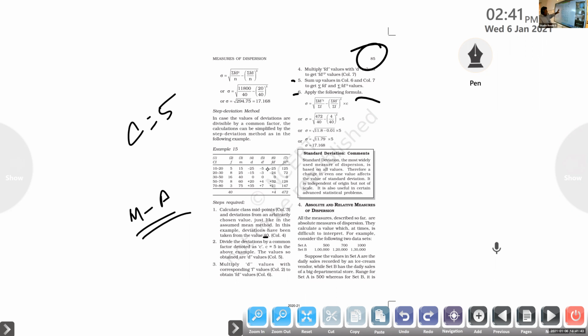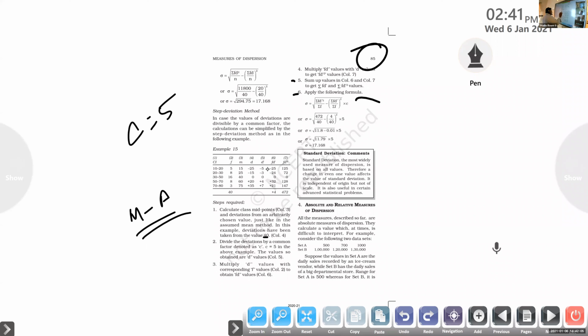Okay, so column number 1 and 2 is provided in the question. 3 we calculated, and D also, after the calculation we got it, and D dash also completed. Next step is FD dash. Third one, multiply D dash values with the corresponding F values.